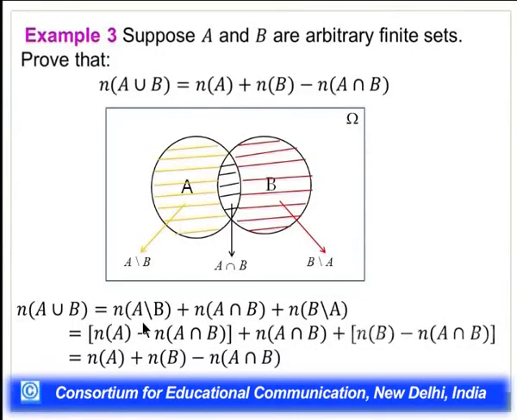So, the number of elements in A union B is the number of elements in A minus B, plus the number of elements in A intersection B, plus the number of elements in B minus A. Now, as I pointed out earlier, A minus B is nothing but A minus A intersection B. So, the number of elements in A minus B can be written as the number of elements in A minus the number of elements in A intersection B, and then our middle element is the number of elements in A intersection B. Then finally, similarly, we can write the number of elements in B minus A as the number of elements in B minus the number of elements in A intersection B.